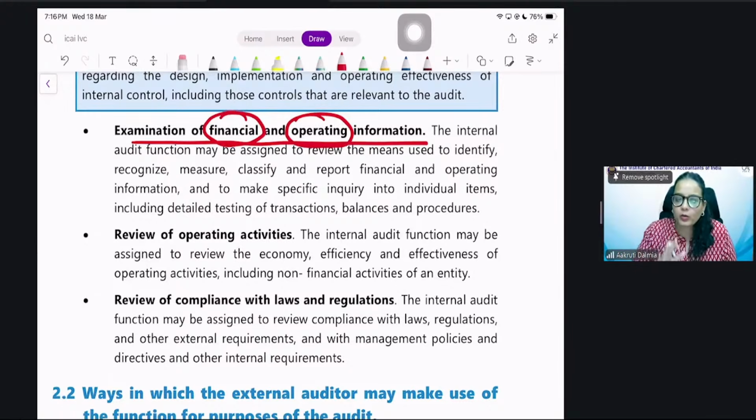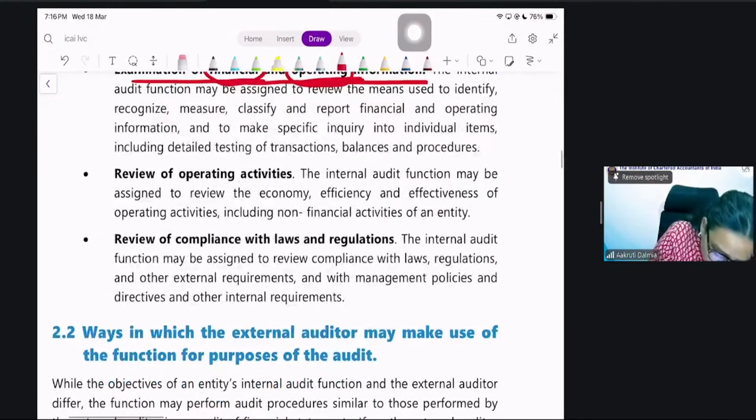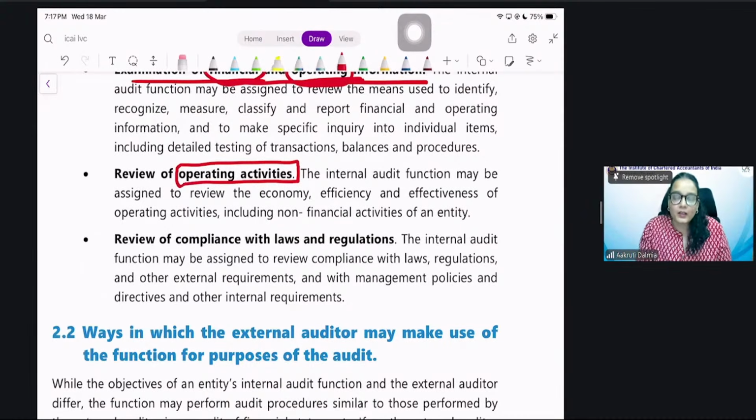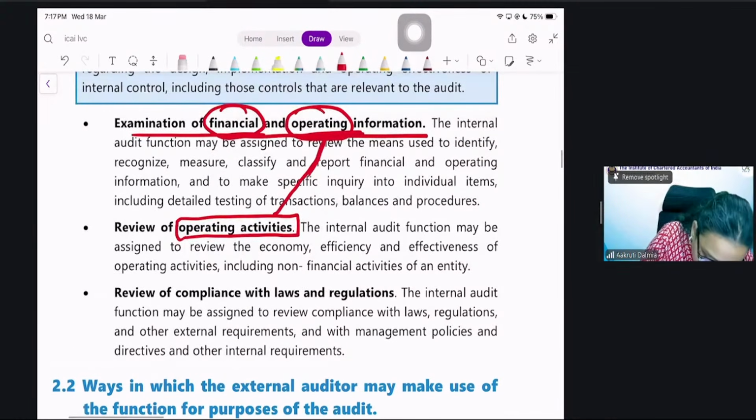So as an internal auditor, do they check only financial information? Is the internal audit function checking only financial information? No. They're checking both financial and operating information. Then review of operating activities. Operating activities are what create operating information. Suppose the operating information is that 300 biscuit packets were created. That is an operating information, yes or no? But to create that biscuit packet, today machineries were serviced by a service provider. What is it? It is an operating activity.